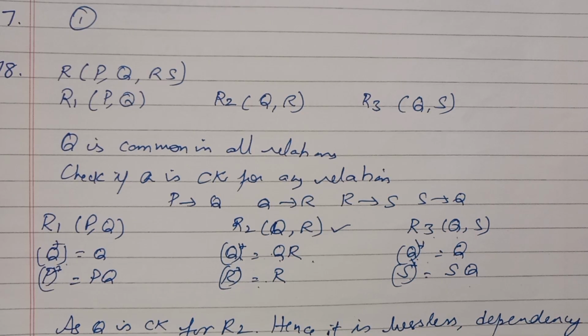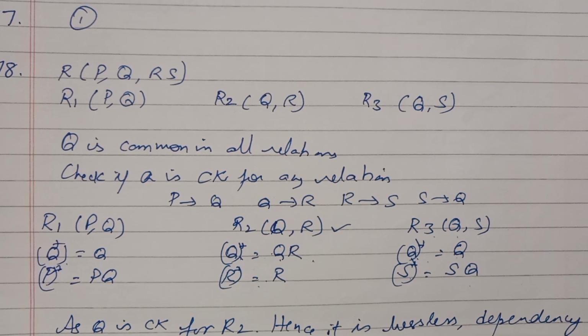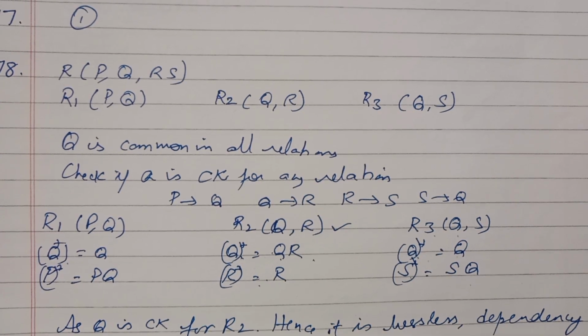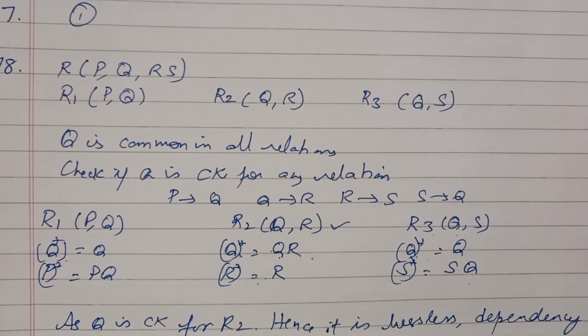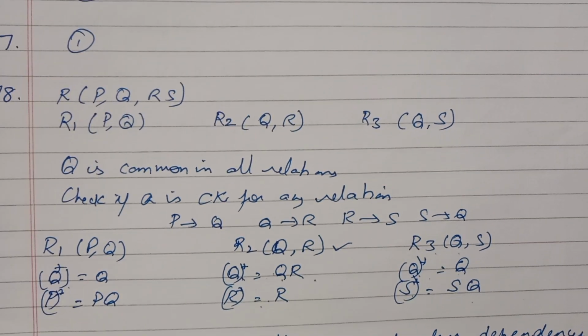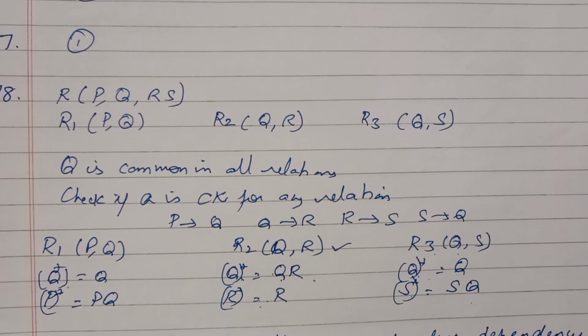The condition for lossless join is that there should be a common attribute. Here Q is the common attribute, and next you should check if Q is a candidate key for any relation. So let us check for R1. R1 is P and Q. Take the closure of Q. The closure of Q is Q. The closure of P is P and Q, because P tends to Q.